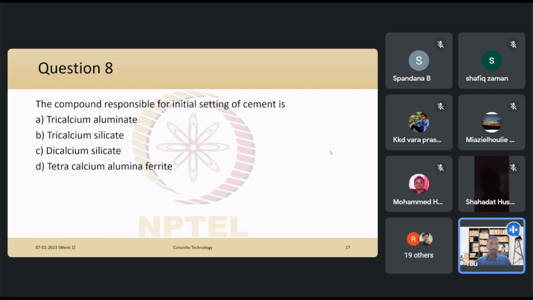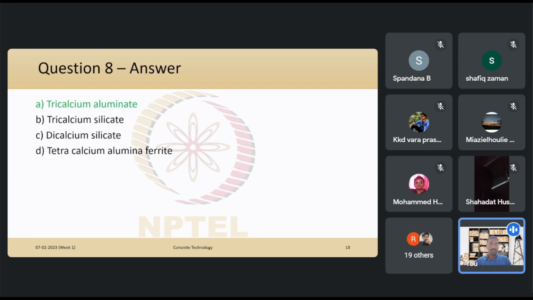Okay, so let's take a look at the answer. Majority of you have opted for option A, tricalcium aluminate, and there are a few who think that it is tricalcium silicate. Right? So the right answer is option A, tricalcium aluminate. We are talking about the initial setting of the cement, not about the contribution to the strength. That may be why some of you said it is tricalcium silicate. We are only talking about the setting of cement here.